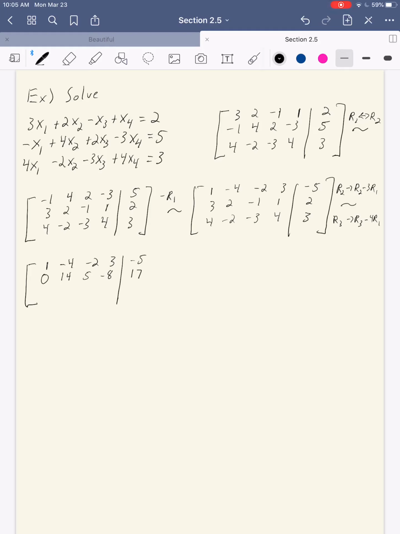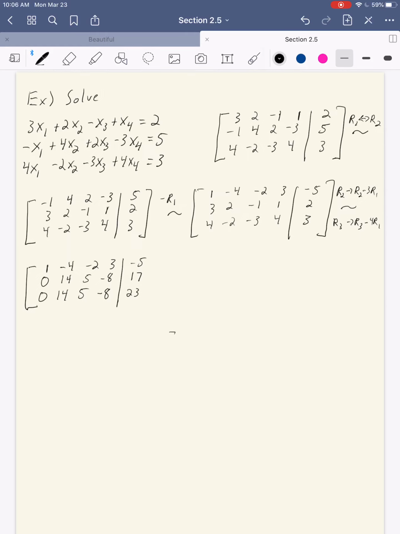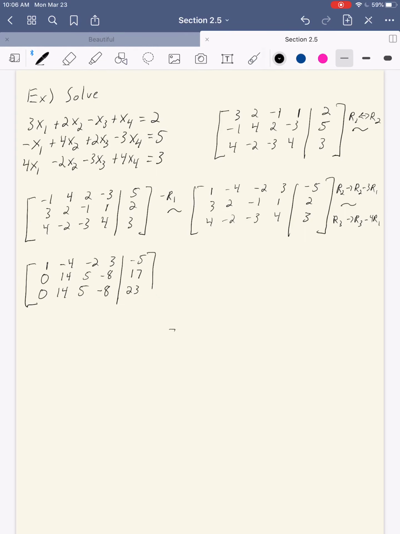All right, and then in the other one, we'll get 0, and then negative 2 and 16, so that's 14. Negative 3 and 8, so that's going to be 5. And then 4 and negative 12, so that's going to be negative 8. And then 3 and 20, so 23. Okay. Sorry about that. There we go. All right.